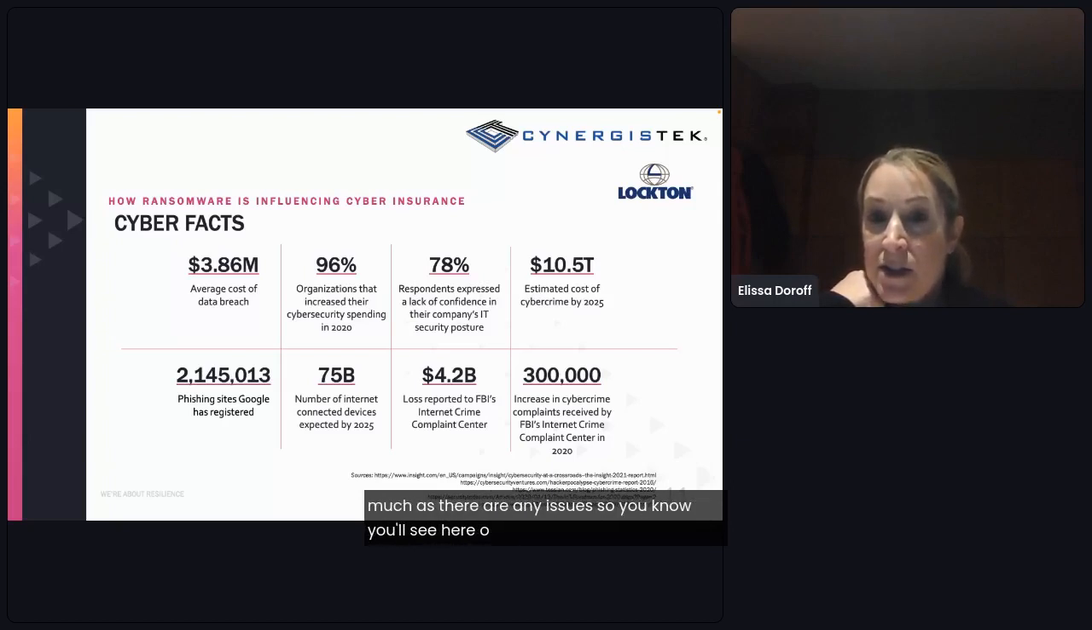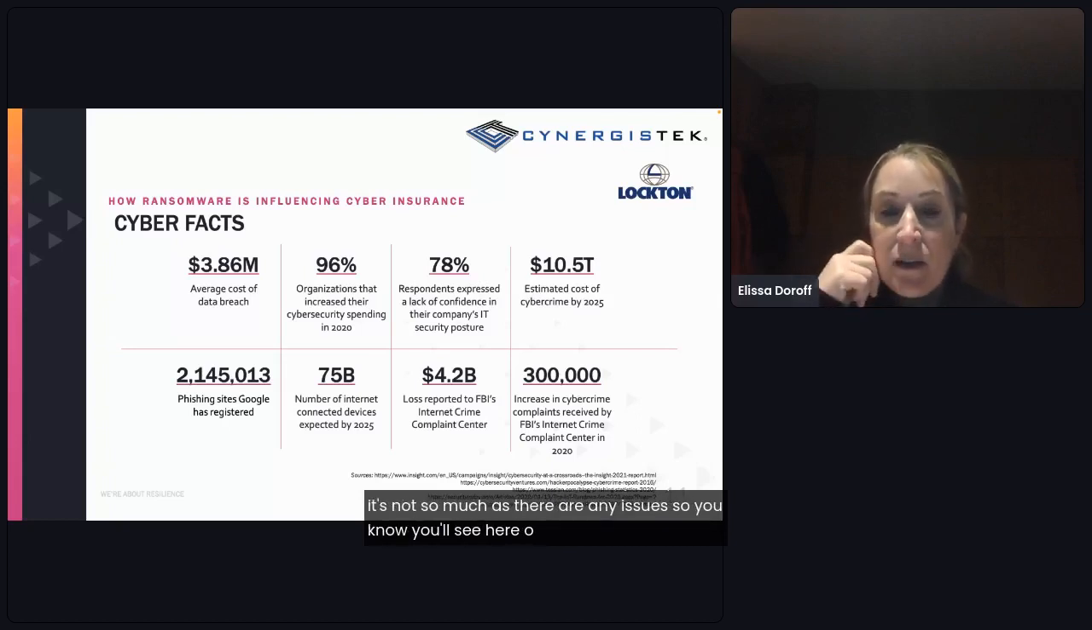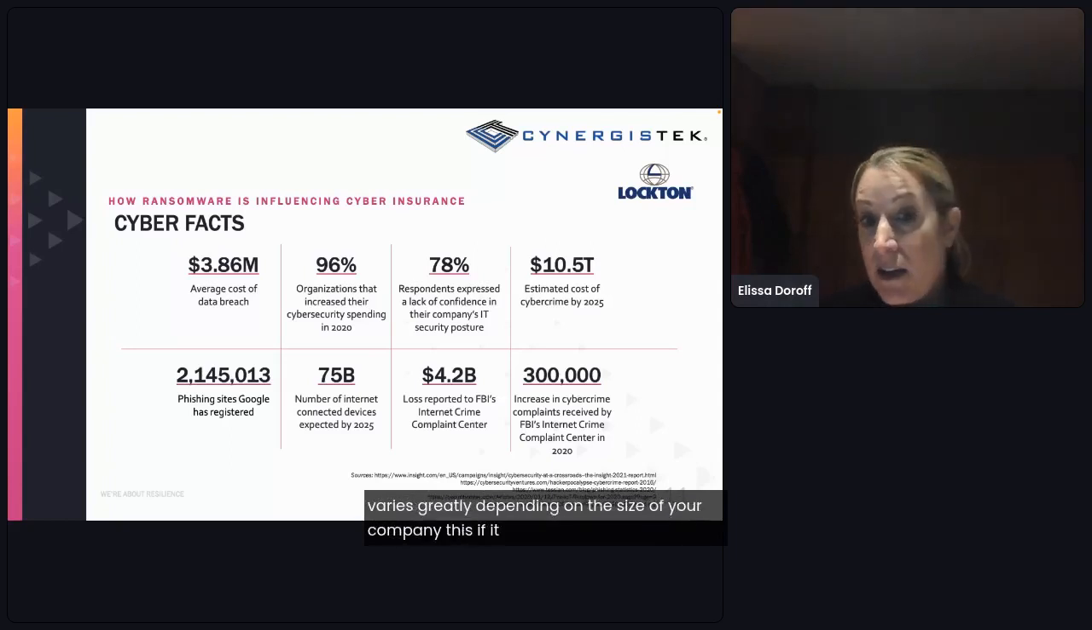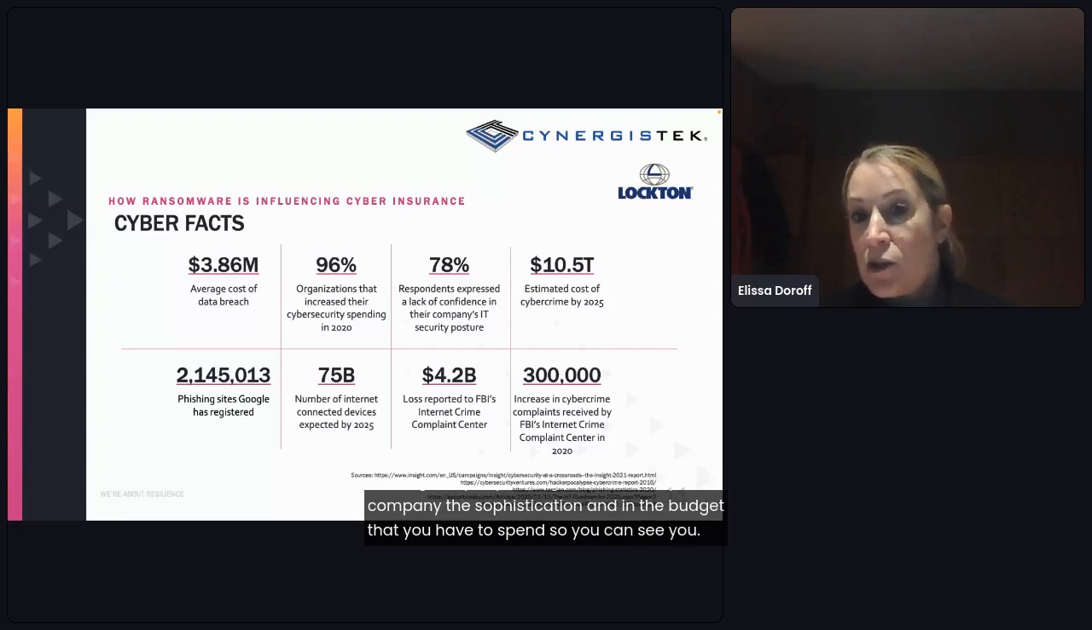96% of organizations increased their cybersecurity spending in 2020. That is a really positive number. I say that because a question we get a lot on the broker side is, what percentage of our budget should be dedicated to IT? And of course, that varies greatly depending on the size of your company, the sophistication, and the budget that you have to spend. So you can see, though, that the majority of companies are increasing their spending.